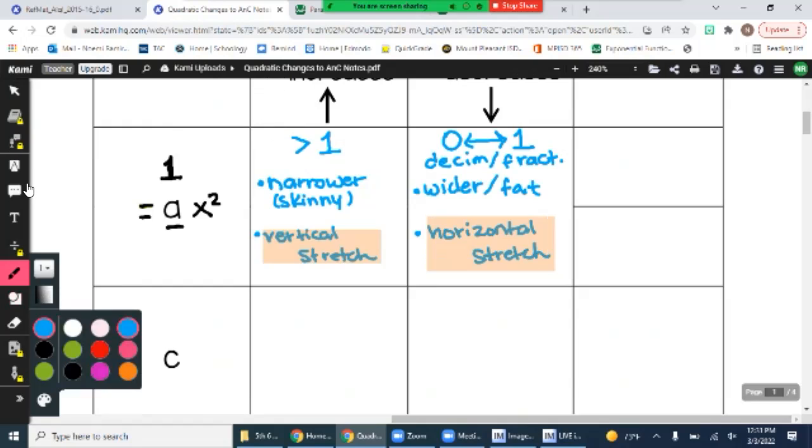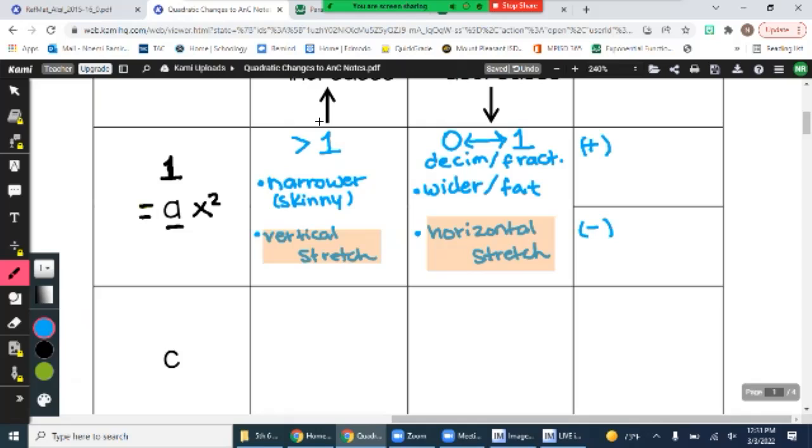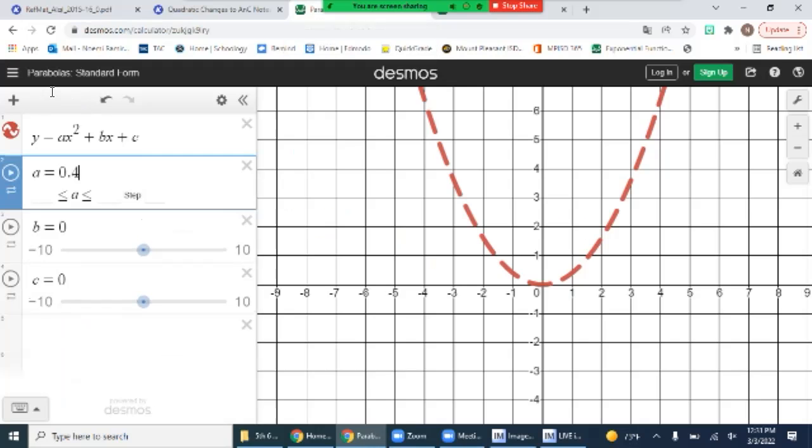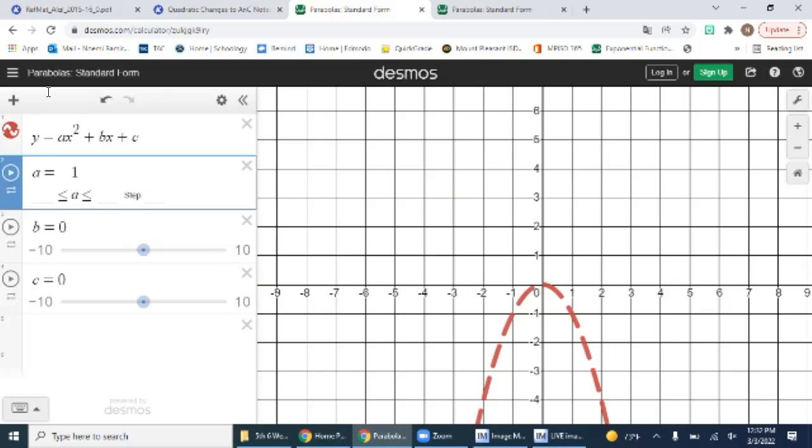Now, if my value of A is positive, and if it's negative, it will have a totally different effect on the parabola. So let's see what happens. Ready? All right, my value of A is 1. What happens to the parabola when I change it from a positive 1 to a negative 1? It flips. Most people use the term flip.